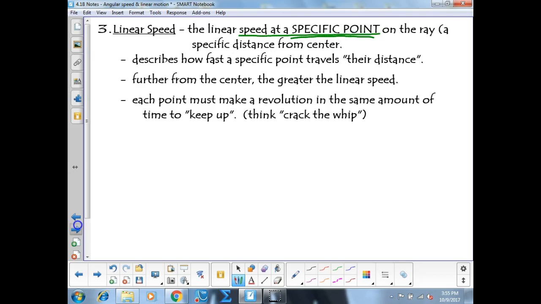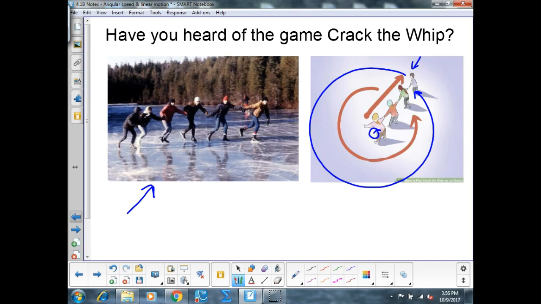So we have to identify a specific distance from the center, because if we go back to our picture of crack the whip, the person in the center, compared to the person on the outside, although they both go around one revolution, this person in the center is going a lot slower because they don't have much distance to cover, whereas the person on the outside really has to go fast because they have a lot of distance to travel in the same amount of time.